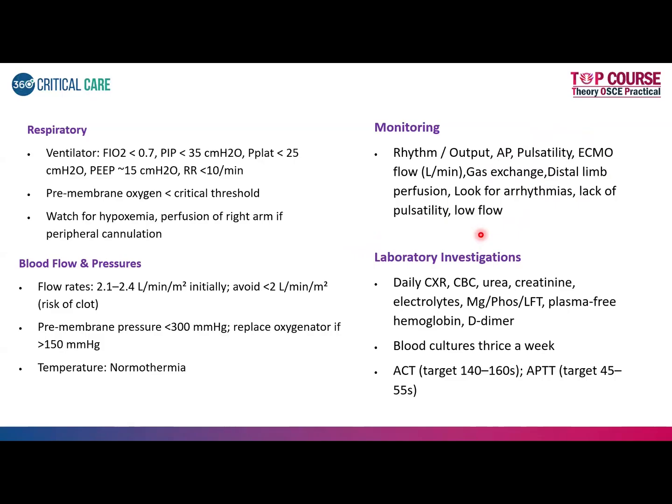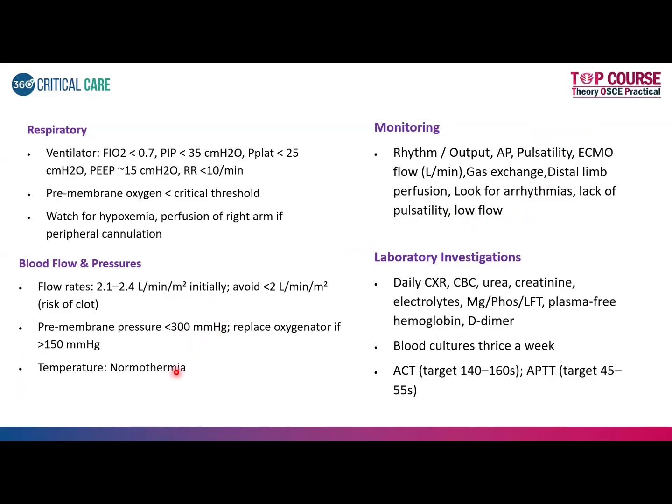Okay. Then blood flow and pressures. Flow is 2.1 to 2.4 liters per minute per meter square. Initially avoid flow of less than 2, because there could be a risk of clot. Pre-membrane pressures are maintained at less than 300 millimeters of mercury. Replace the oxygenator if it is more than 150.